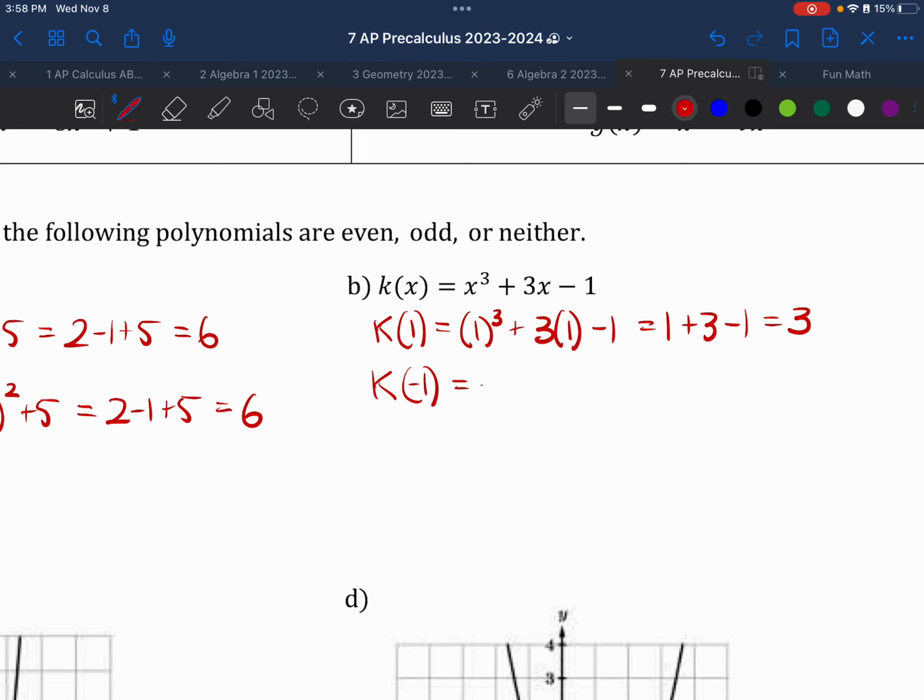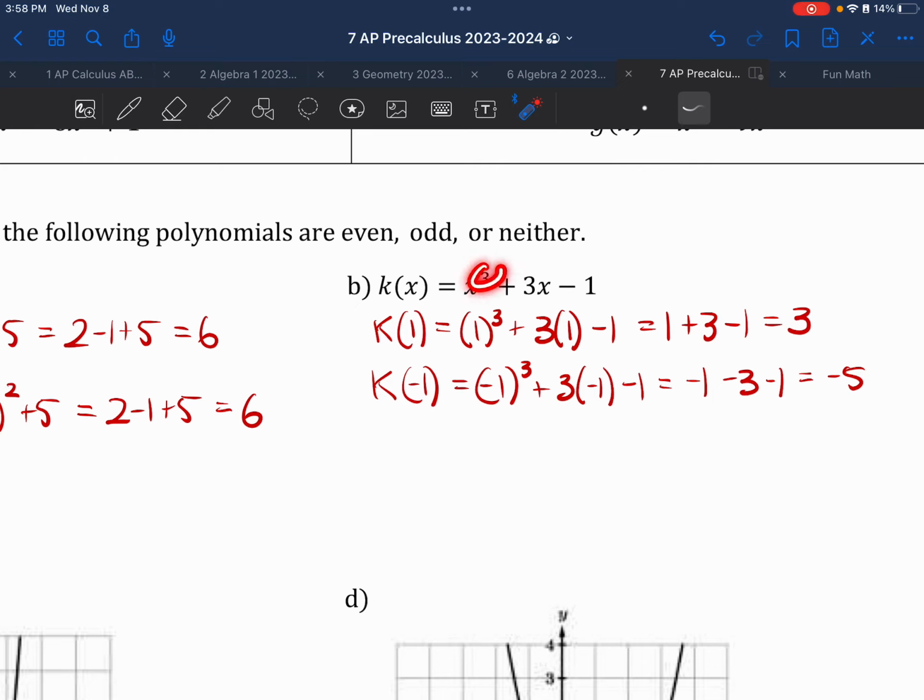So I have -1 quantity cubed plus 3 times -1 minus 1, which is equal to -1 minus 3 minus 1. And that's going to be equal to -5. I thought it was going to be odd because this one was odd and this one was odd, but this one would have to be a +3, or sorry, a -3, while this one was a +3. These need to be opposites of each other, but it's not. So this one is actually neither.